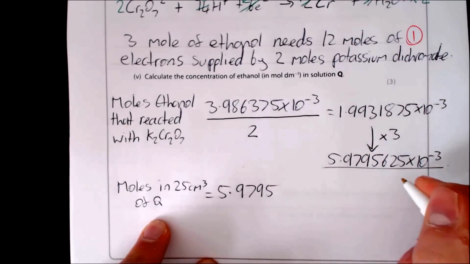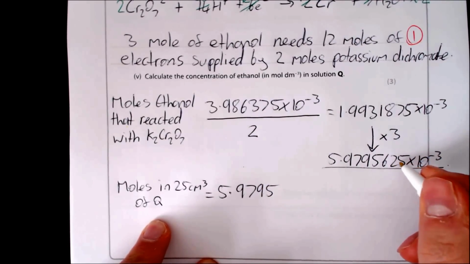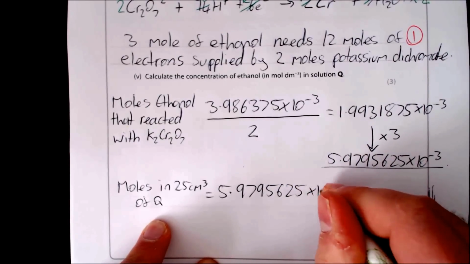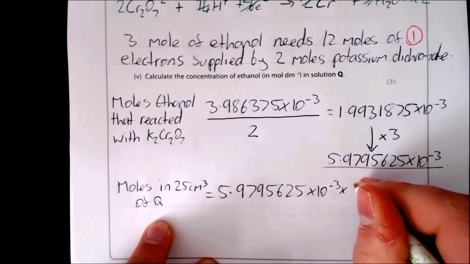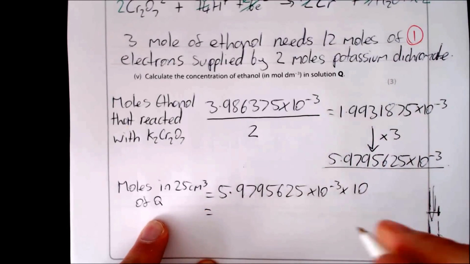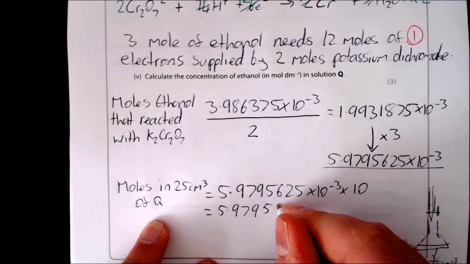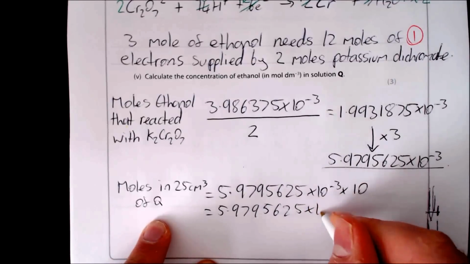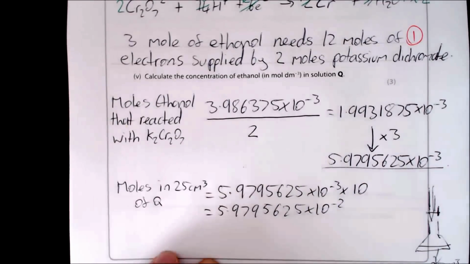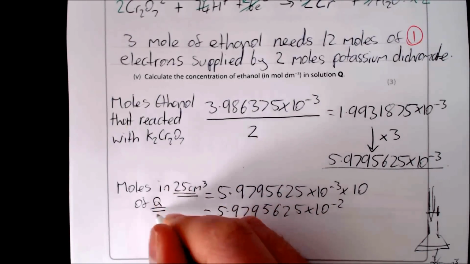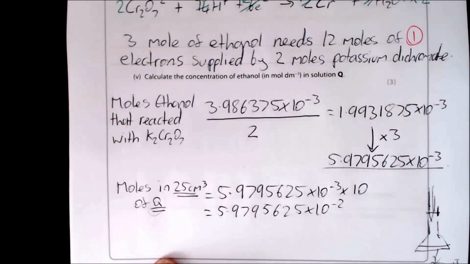So we're just going to put that there: 5.979565 times 10 to the minus 3, multiply that by 10. And so that's obviously going to be 5.979565 times 10 to the minus 2. So that's pretty straightforward. That's the number of moles in 25 centimeters cubed of Q. So this was the original amount, remember.